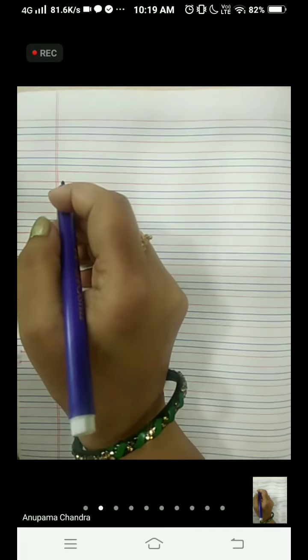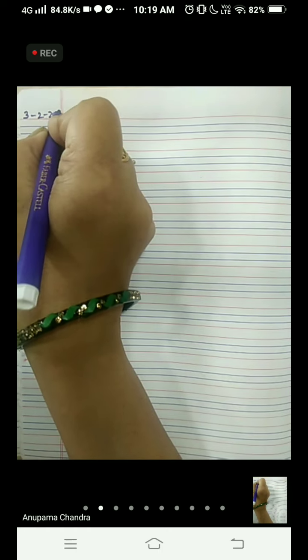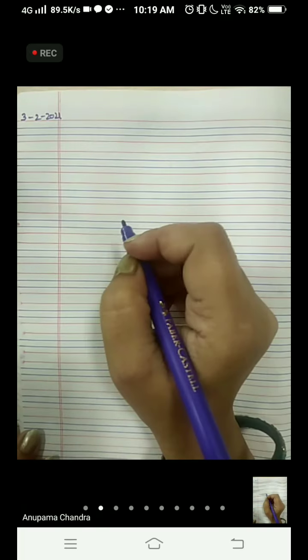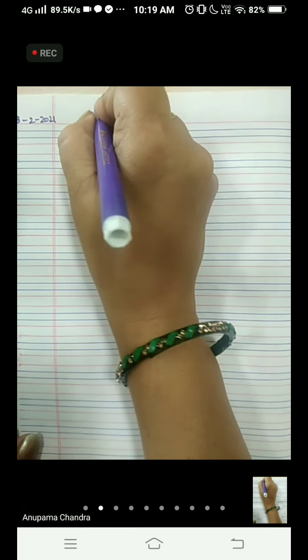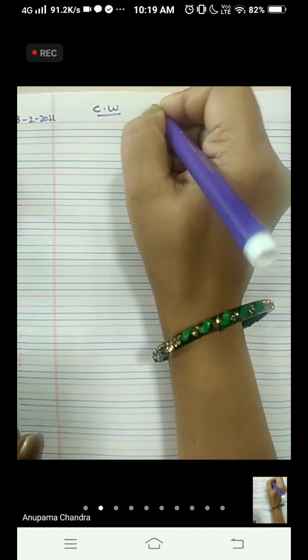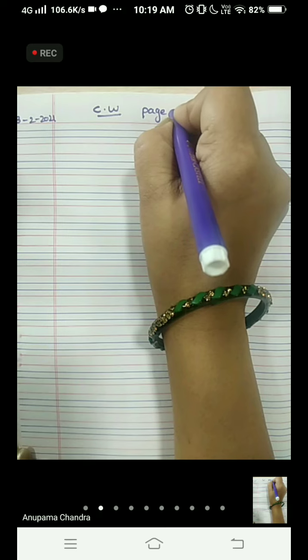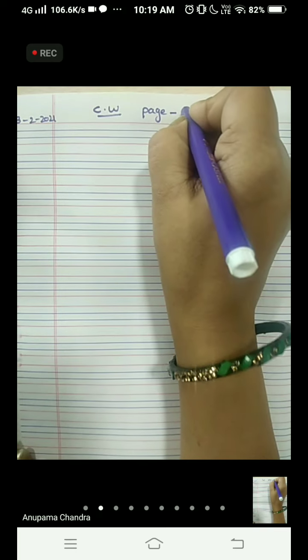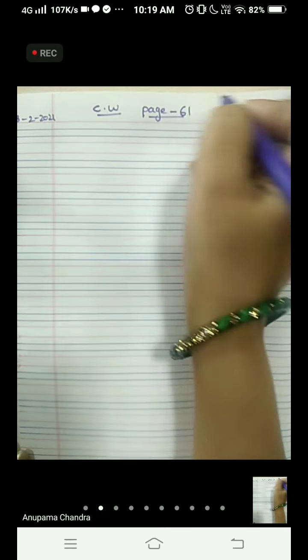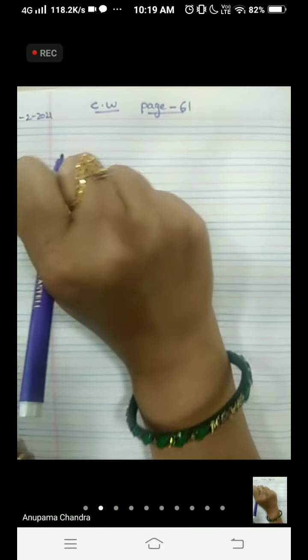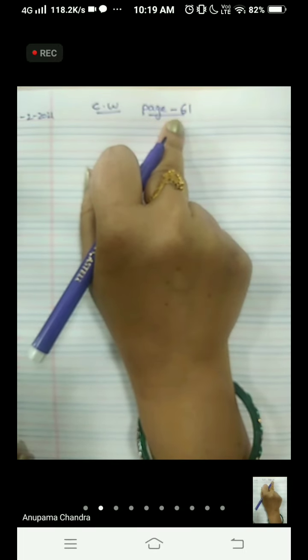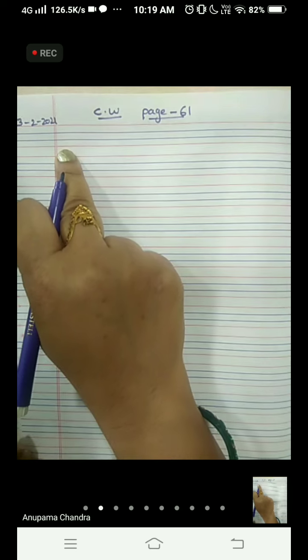So children, very first thing we are going to do is put the date. Today's date is 3/2/2021. Okay, and on the red line you are going to write CW and also the page number. Okay, page number 61. This you will write on the red line. Okay, and question we are going to write on the first line.